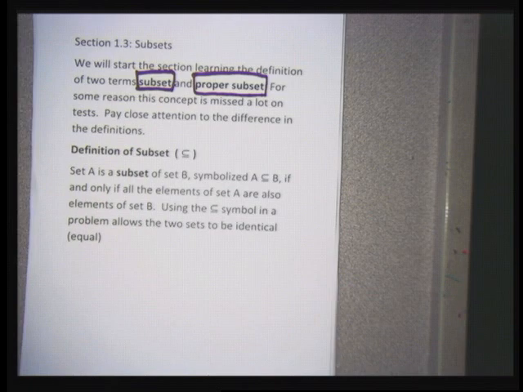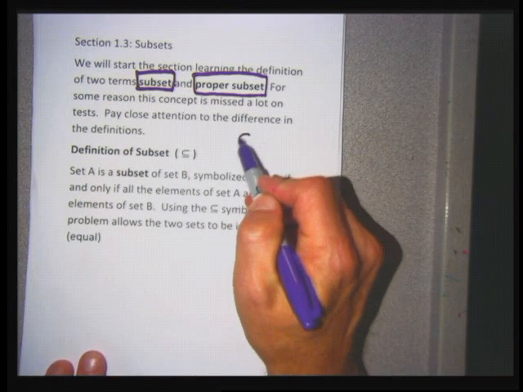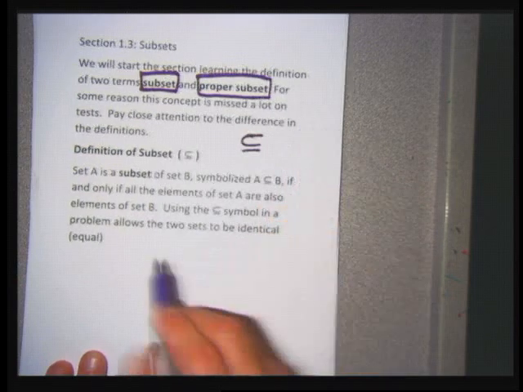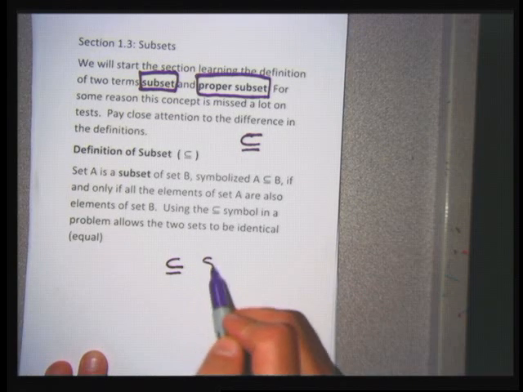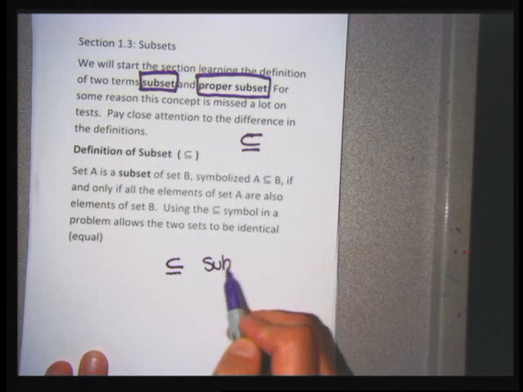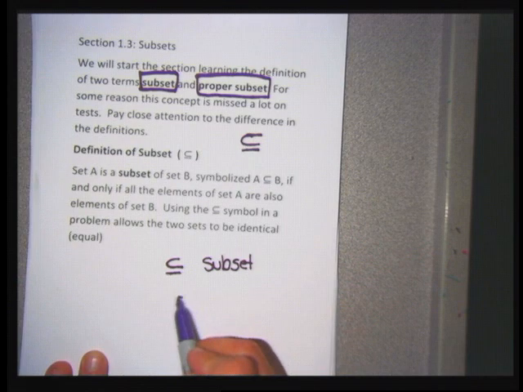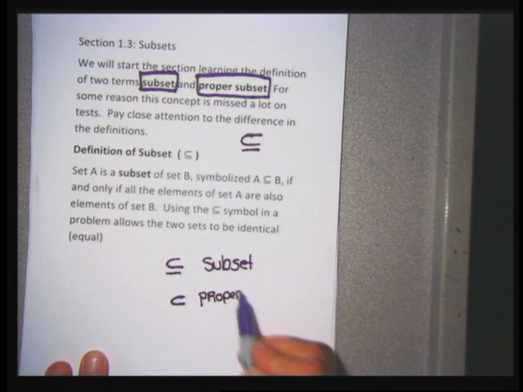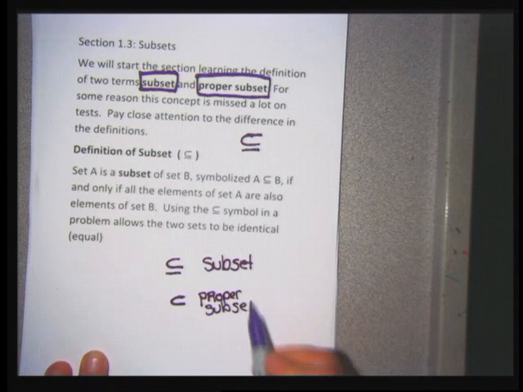So the first word I want to talk about is subset. Subset is symbolized by a U on its side with a line under it. In this section, if I see this symbol, I'll read the word subset. If I see the U on its side without the line under it, I'm going to read it as proper subset. But at first we're going to talk about subsets for a little bit.